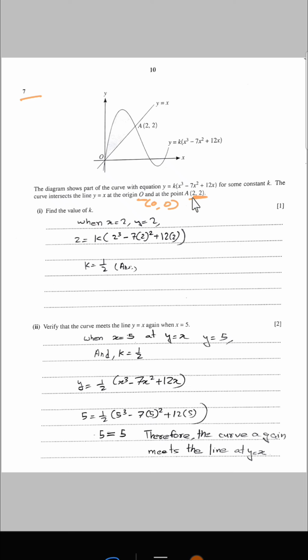We put the value of y and the value of x at point A and find the value of k, that is 1 by 2 as our final answer.